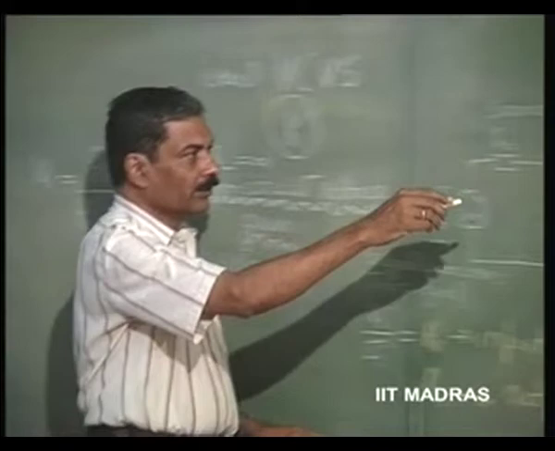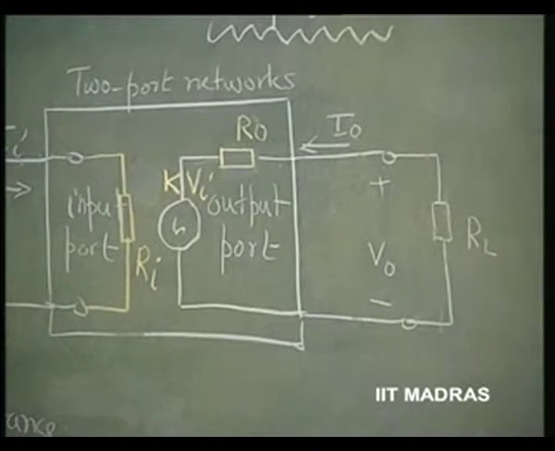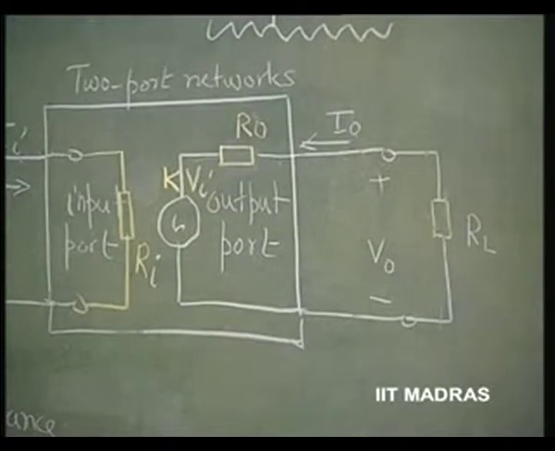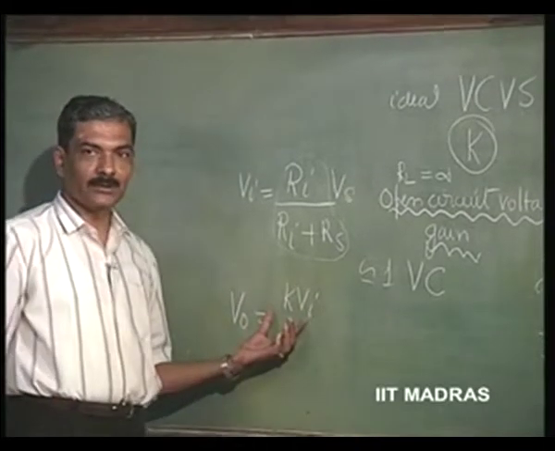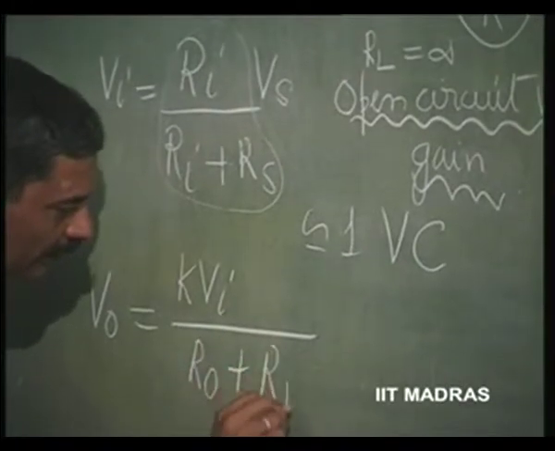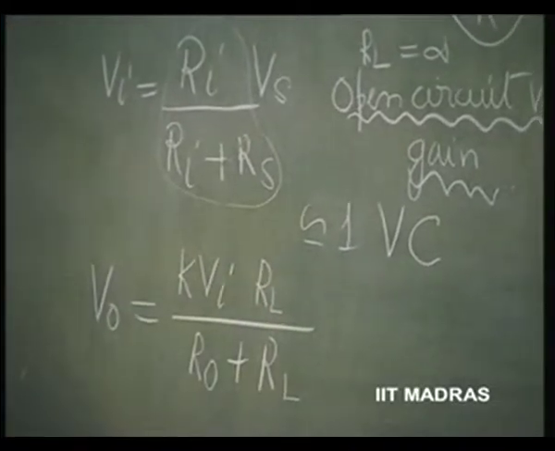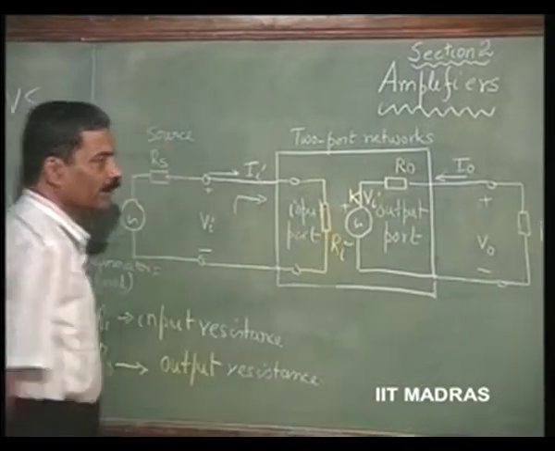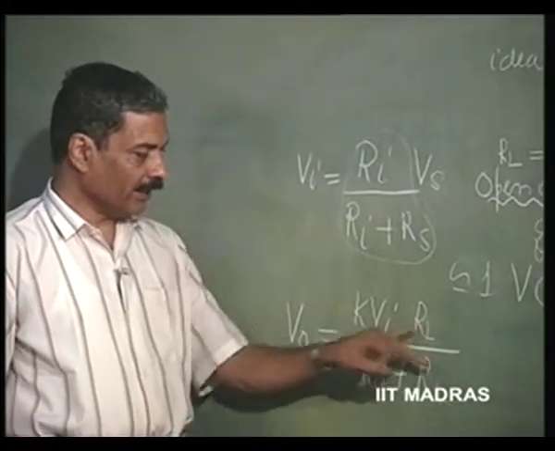Now, look at the output circuit. k times VI is going to get divided between RL and R naught. So, the actual voltage we will call V naught is going to be equal to k times VI, that is the source, divided by R naught plus RL into RL. So, if you mark this as plus minus and this as plus minus, then V naught is going to be k times VI into RL by R naught plus RL.